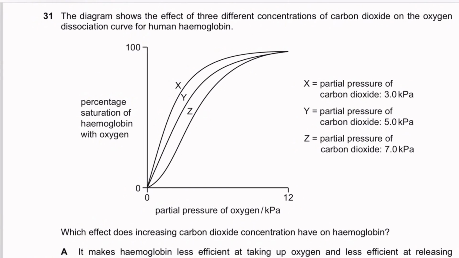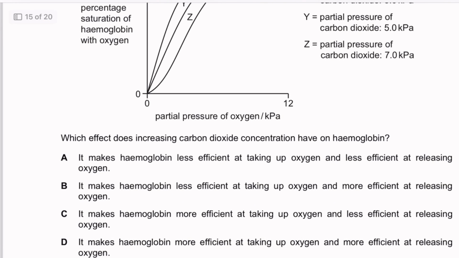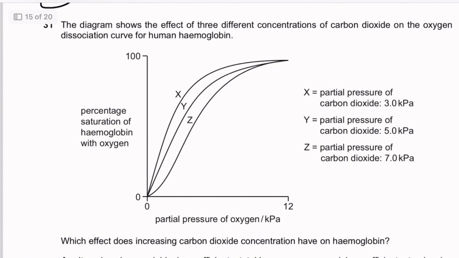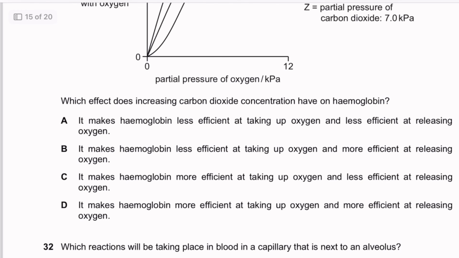The graph shows the effect of 3 different concentrations of carbon dioxide on the oxygen dissociation curve for human hemoglobin. You have the percentage saturation of hemoglobin with oxygen, and the question is which effect does increasing carbon dioxide concentration have on hemoglobin. Okay. When you increase carbon dioxide concentration, you decrease the affinity of hemoglobin for oxygen, and therefore you decrease the saturation of hemoglobin with oxygen. So it makes hemoglobin less efficient at taking up oxygen, and more efficient at releasing it, because it will want to bind to more carbon dioxide.